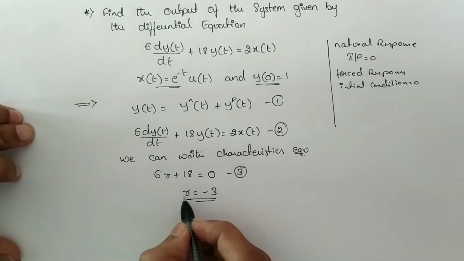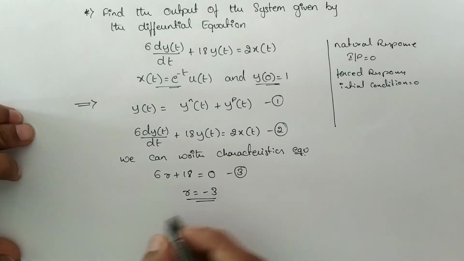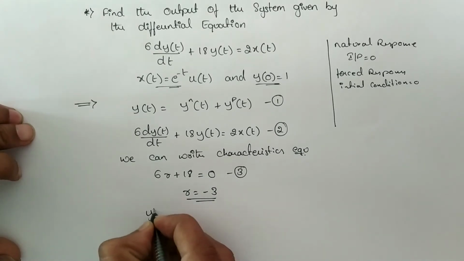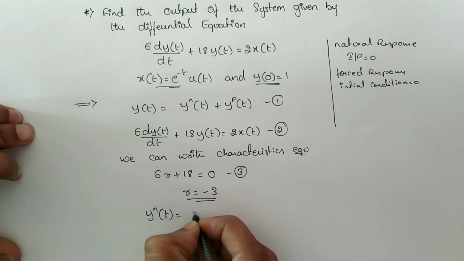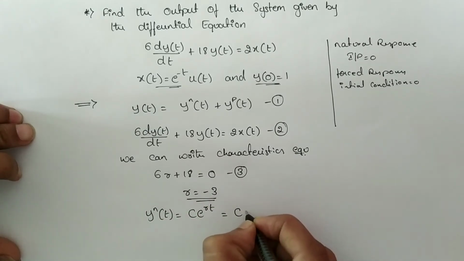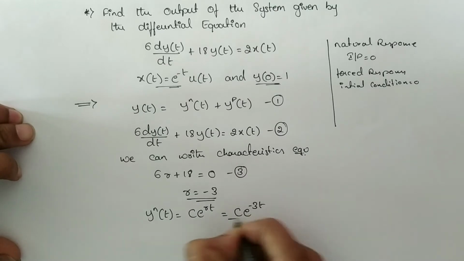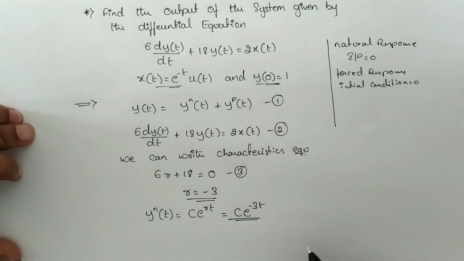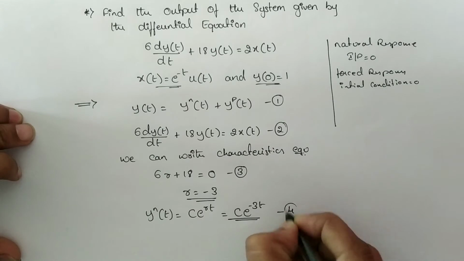Since the value of r is -3, the natural response yn(t) is written as c e^(rt), where r = -3, so c e^(-3t). This is the natural response, marking it as equation number 4.